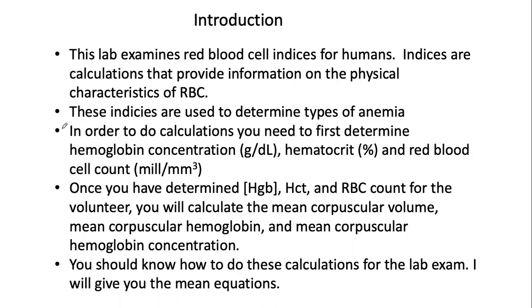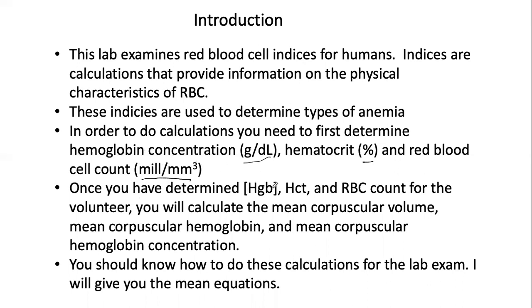In order to do these calculations, you need to first determine a person's hemoglobin concentration, hematocrit, and red blood cell count. Notice the units of measurement. Hemoglobin concentration is in grams per deciliter, right? Hematocrit is percent packed red blood cells, and red blood cell count is in millions per cubic millimeter. Red blood cell count on average is 5.0 million per cubic millimeter. So you're going to figure these out for the volunteer.